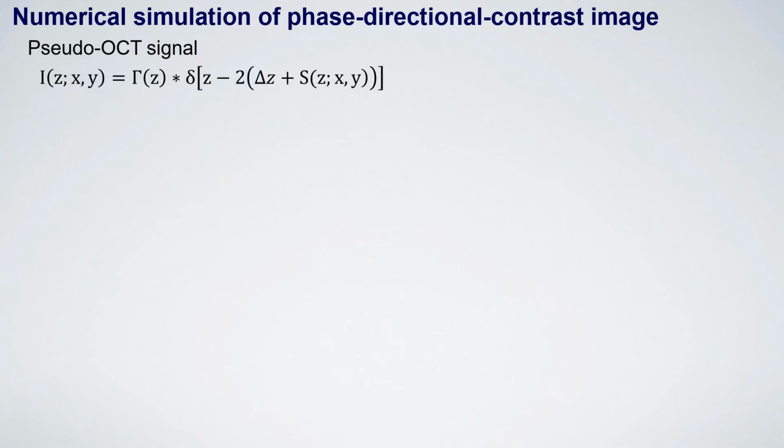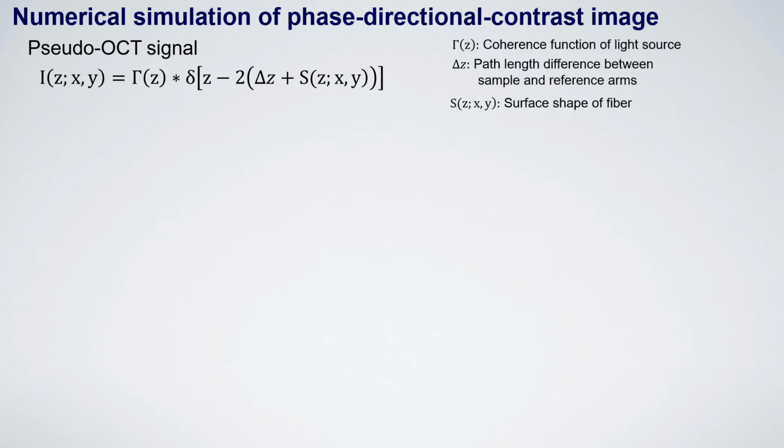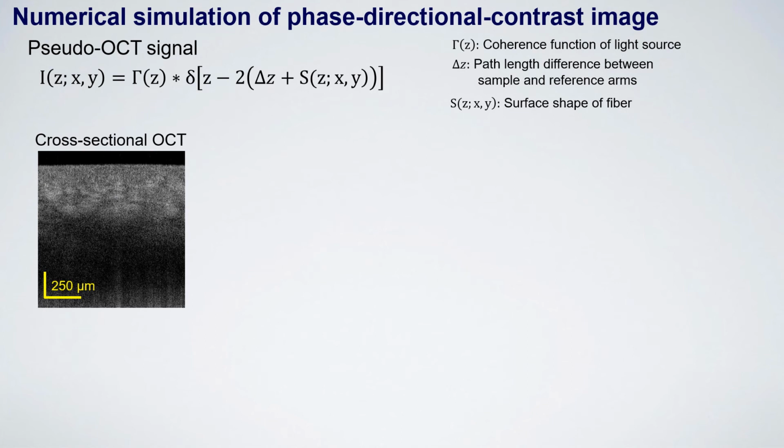To answer this question, a numerical simulation was performed. At first, a pseudo-OCT signal was generated based on OCT theory. Here gamma of delta d is the coherence function of the light source, delta d is the path length difference between the sample and reference arms, and S of d, x, y is the surface shape of the fiber. Here the surface shape of the fiber was simulated based on a cross-section of OCT.